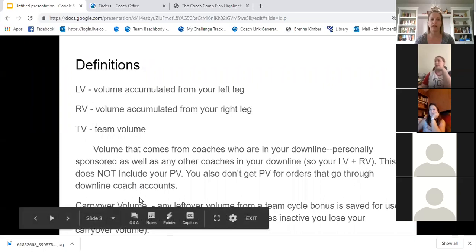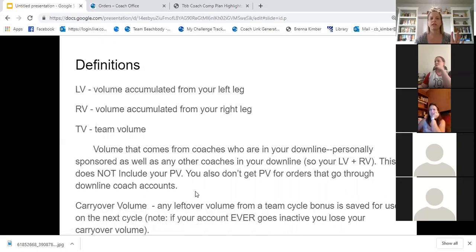Oh, and then there is a volume called carryover volume. This is volume that, when you do your team cycle bonuses, is leftover volume, and they save it for you, which is awesome. Say you had like 30 volume points that didn't get to cycle, they'll save it for you for next week, and then if the numbers work out right, they will throw it in your next check. I have over 1 million in carryover volume, which is ridiculous, and I will never get it because it's so much, and because I have such a strong leg.